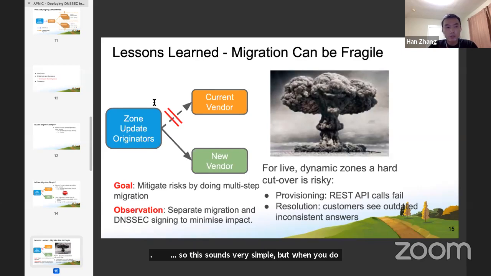The reason is the code release cadence and the TTL for the DNS records. So these two changes cannot happen at exactly the same time. So if we do this simple migration, both provisioning and resolution will be broken. So the REST API calls will not work and the customers will not see the correct answers, or they will see outdated responses. So our solution is we did a multiple-step migration. And I'm not going to cover the details here due to the time limit, but we covered these details in our APNIC blog.